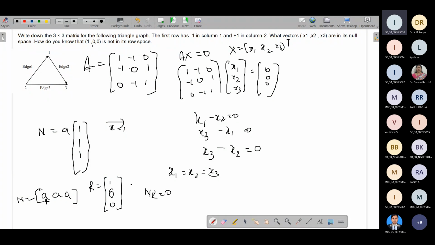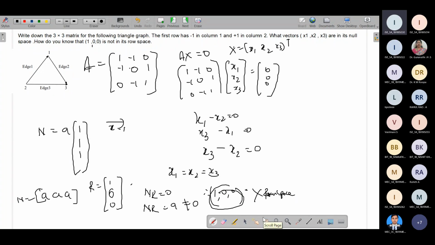So what is n here? N into R we'll get as a, which is not equal to 0. Therefore, 1, 0, 0 is not perpendicular to the null space, so this vector does not exist in the row space. So this is one type of problem they can ask.